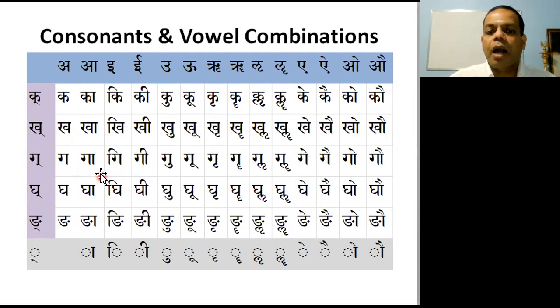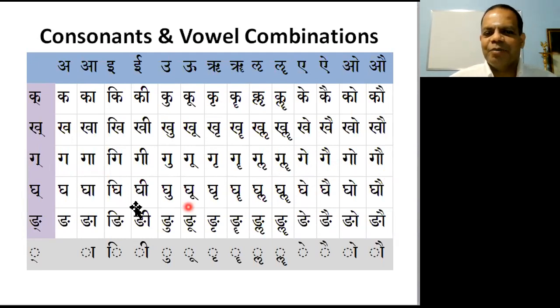Ga, gi, gu, gr, gl, ge, gai, go, and gau. Okay, it should be simpler because we are not pushing a lot of air.